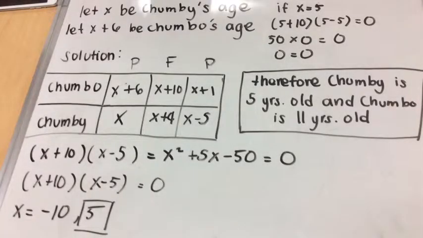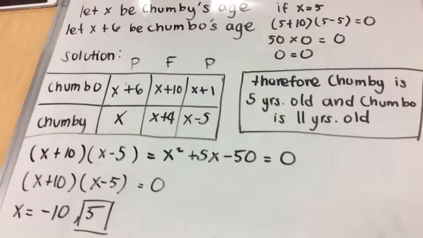The first thing we did here is to get the values and give them a variable. We gave Chumby's age the variable of x, and we let x plus 6 be Chumbo's age, as we know that Chumbo is 6 years older than Chumby. Now we put this into a table.